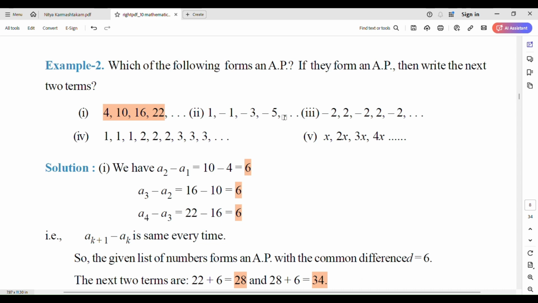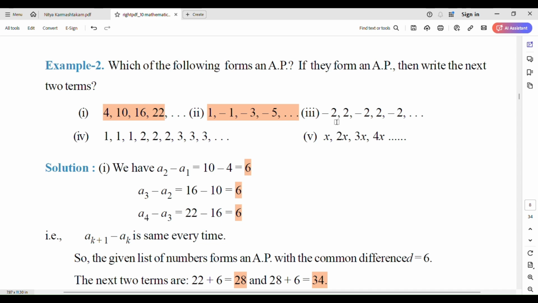Similarly, 1, -1, -3, -5. So the common difference is -2. 1 minus 2 is -1. -1 minus 2 is -3. -3 minus 2 is -5. So this is in arithmetic progression. Next two terms are -7, -9.